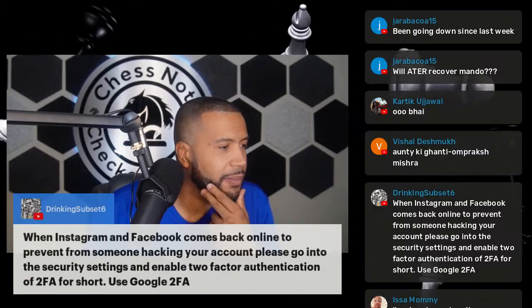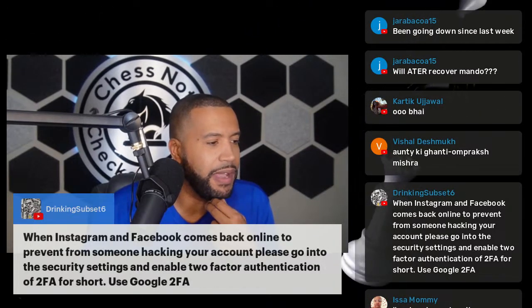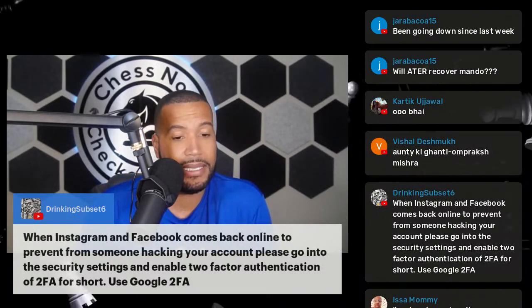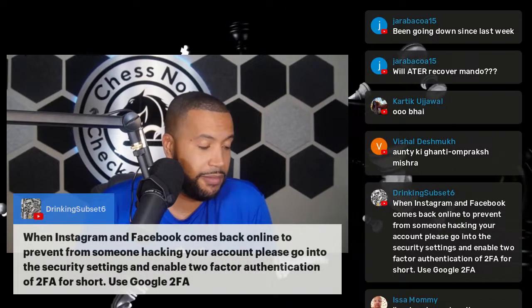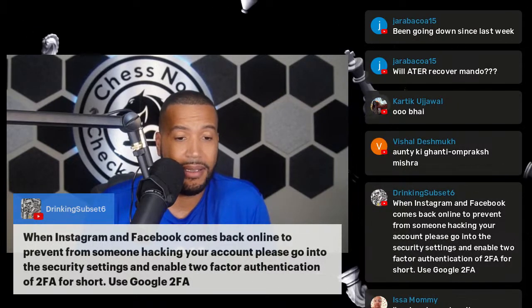When Instagram comes back online, to prevent someone from hacking your account, please go into your security settings and enable two-factor authentication. Yeah, that's a good idea. You should always do that because hackers are going crazy now. This is the worst environment of hackers I've ever seen in my life. They're all over the place, man.